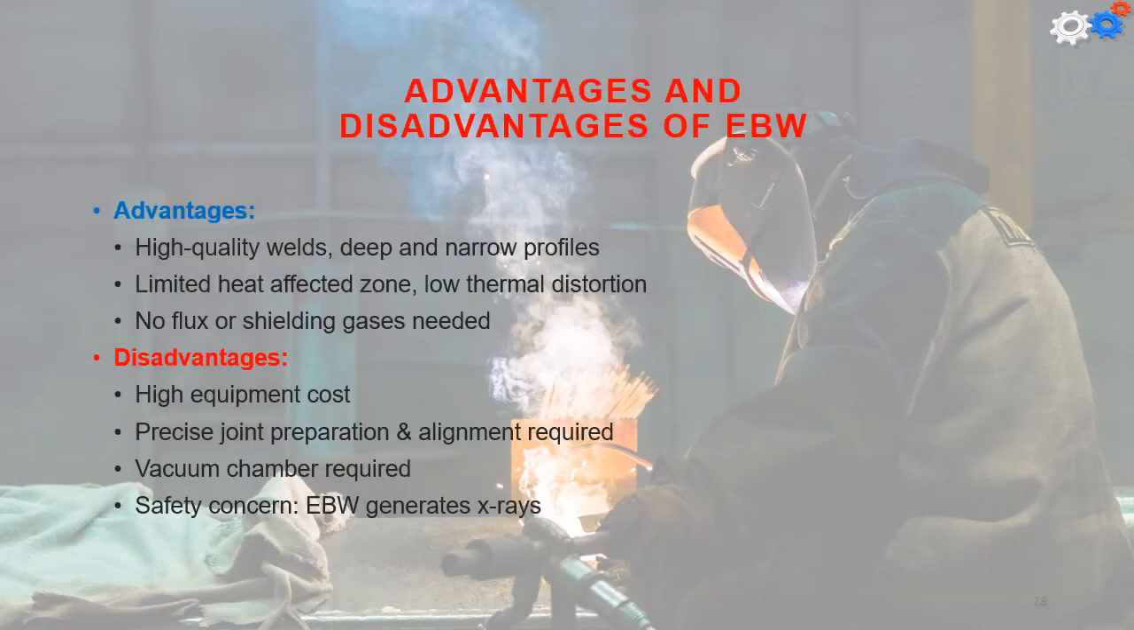Electron beam welding can provide high-quality welds, deep and narrow profiles, with a limited heat affected zone and low thermal distortion. No flux or shielding gases are needed. However, the disadvantages of electron beam welding are the high equipment cost, the precise joint preparation and alignment required, and the vacuum chamber required. The most important disadvantage is the safety concern, as electron beam welding generates X-rays.